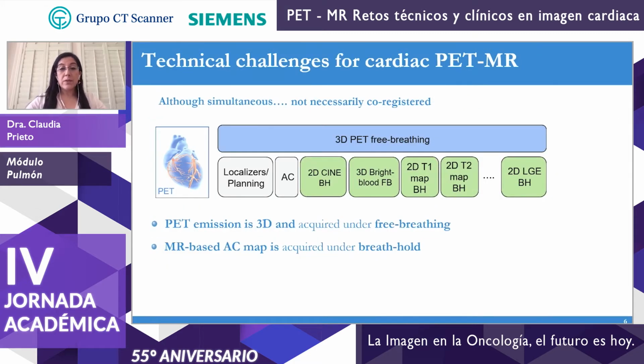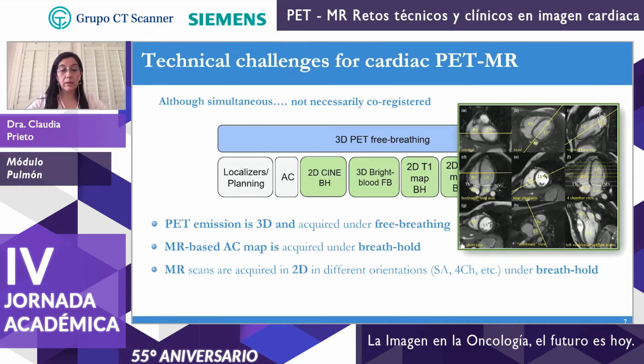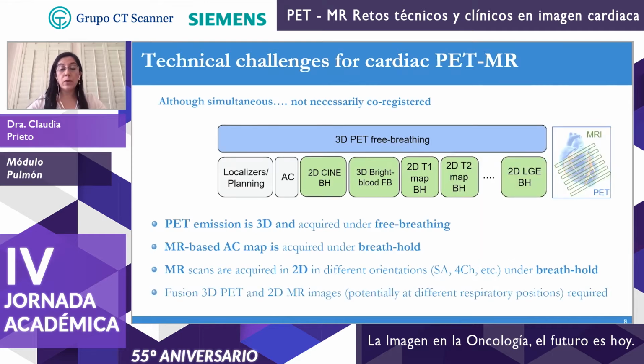So although simultaneous, cardiac PET-MR acquisitions are not necessarily co-registered. PET data is acquired in 3D under free breathing. However, MR-based attenuation correction maps are acquired under breath hold. Whereas most of the MR scans are performed in 2D in different orientations, as shown here, and also they are acquired under multiple breath holds. Therefore, not only are PET and MR data acquired at different motion states, and therefore motion correction is required, but also the fusion of the 3D PET and 2D MR images, which were potentially acquired at different positions, can be challenging.